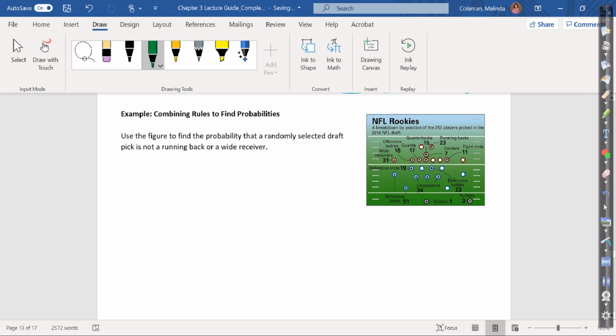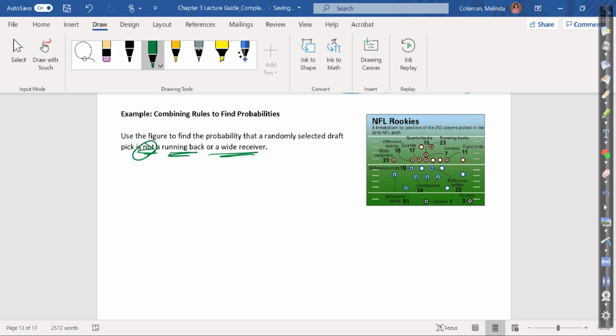All right, so this next example is going to be about combining different rules to find probabilities. So again, so much of this chapter is in how we read the problem. So be sure that you are really reading carefully so that we can figure out what we're trying to come up with. So use the figure to find the probability that randomly selected draft picks are not a running back or a wide receiver. So not a running back or a wide receiver.